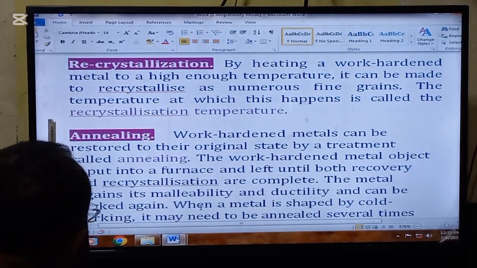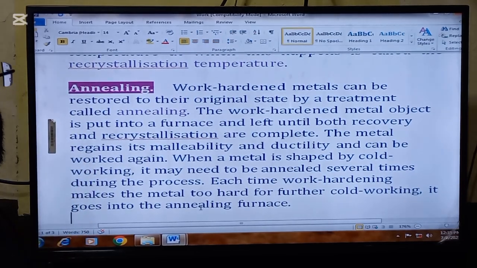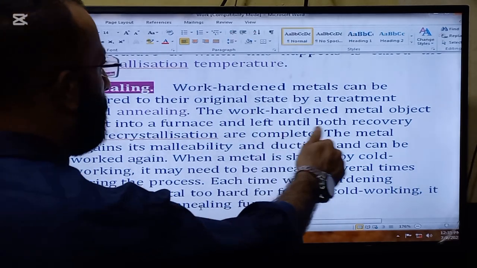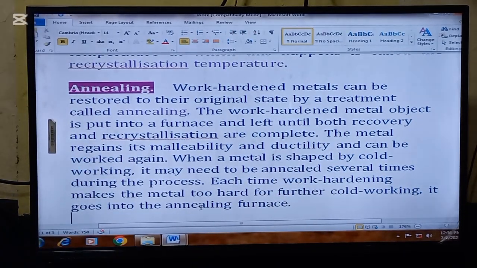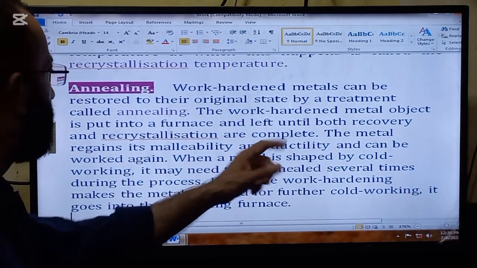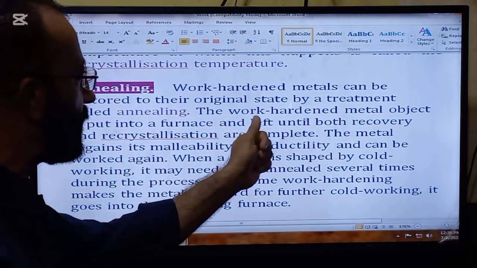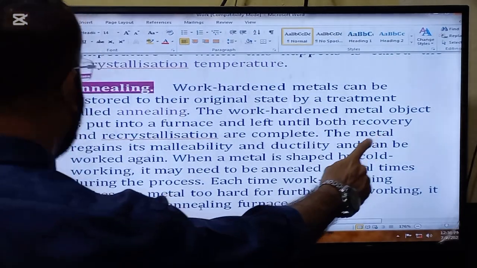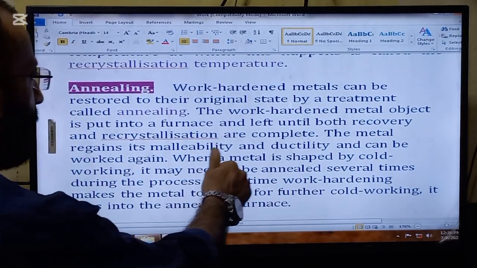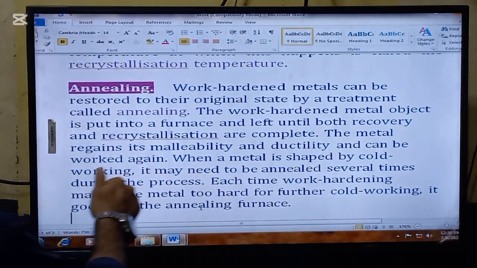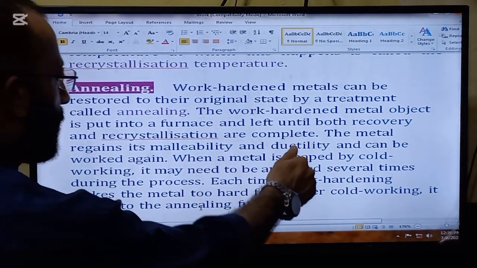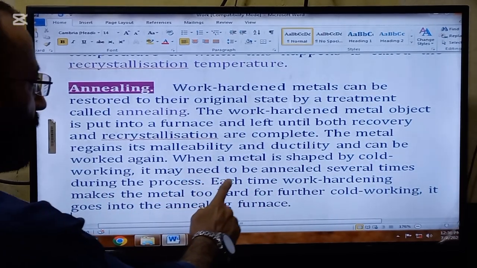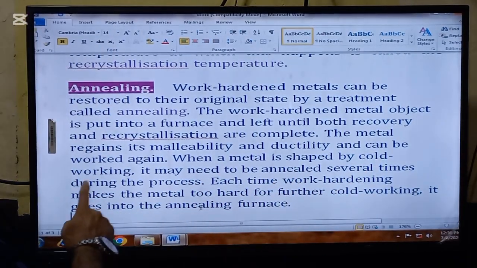Next thing that we are going to read is annealing. Work hardened metals can be restored to their original state by a treatment called annealing. The work hardened metal object is put into a furnace and left until both recovery and recrystallization are complete. The metal regains its malleability and ductility and can be worked again.